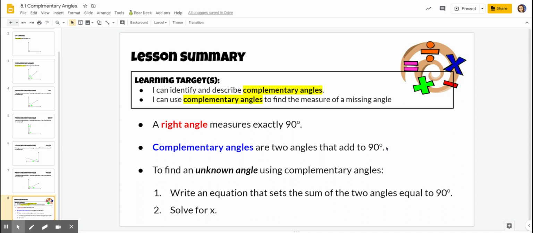And remember, I kept saying at the beginning that we want to think about how we use this to figure out unknown angles. Well, we talked about that as well. So we're going to take the two angles, write an equation that makes a sum of 90. So we have angle plus angle equals 90, and then we go ahead and solve it for x.